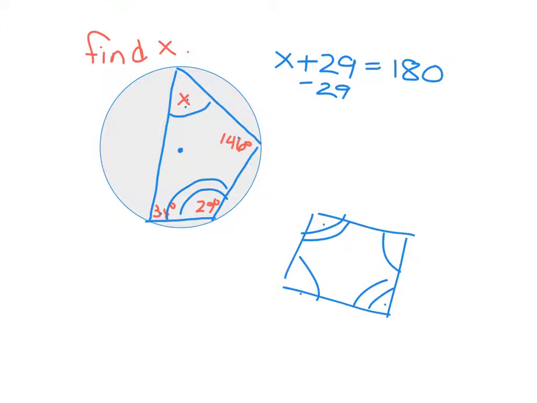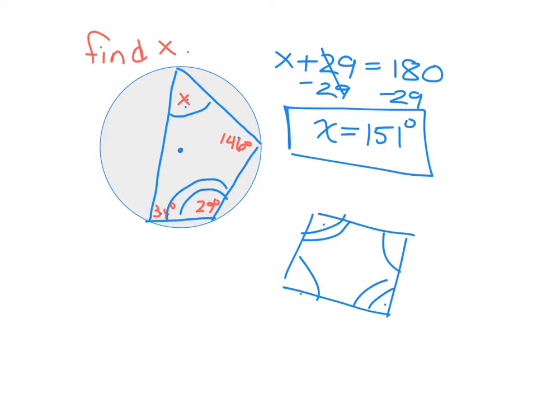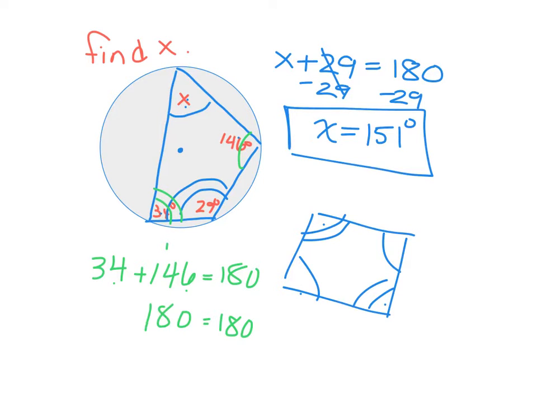And if I solve by subtracting 29, remember we need it to cancel on one side to get X alone. We subtract here, that's kind of like subtracting 30, so that would be like 150. And we're one short, so we need to make that go up by 1. X is 151 degrees. And if you chose these other angles just by chance, they should also be, let's check, 34 plus 146, 180. Let's see, so 4 and 6 makes 10. So far so good. Carry 1, 3, 4, 5, 6, 7, 8.